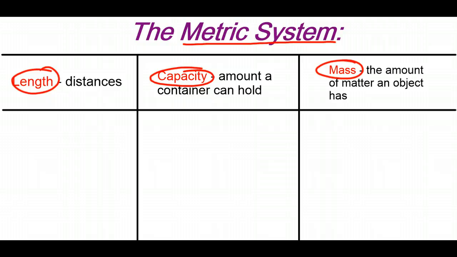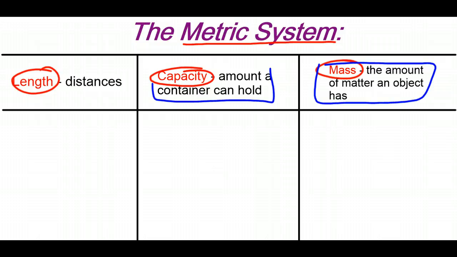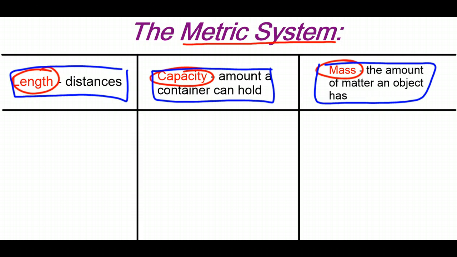And try to do these without looking back at the different parts of the video. But I also want you to come up with 2 or 3 examples of things that we could measure using each of those units. What could we measure the mass of? Something that we could measure the capacity of. Something that we could measure the length of. And come up with not just the units, but things that we would measure using those units. So go ahead and pause the video and come back when you're done.